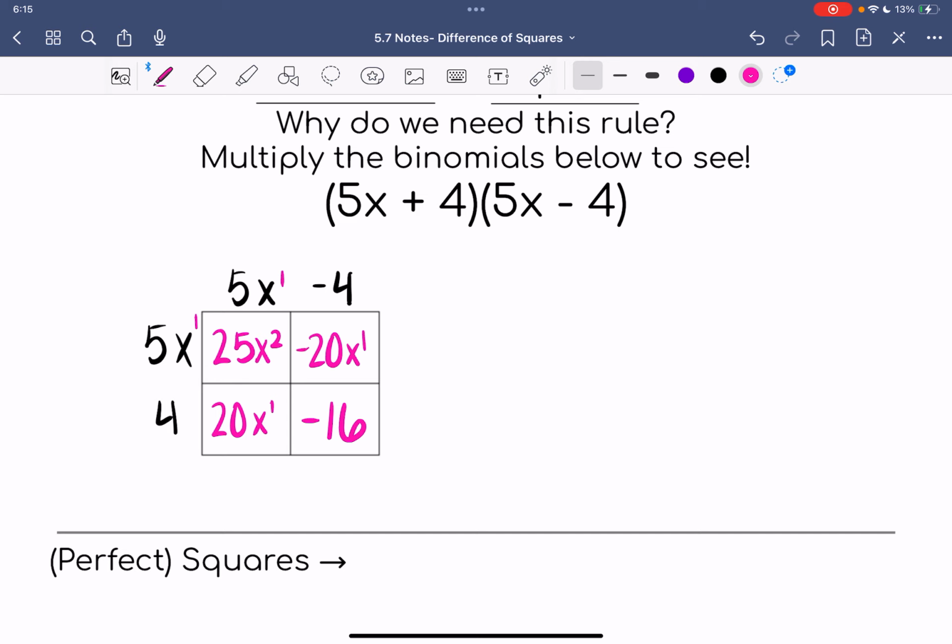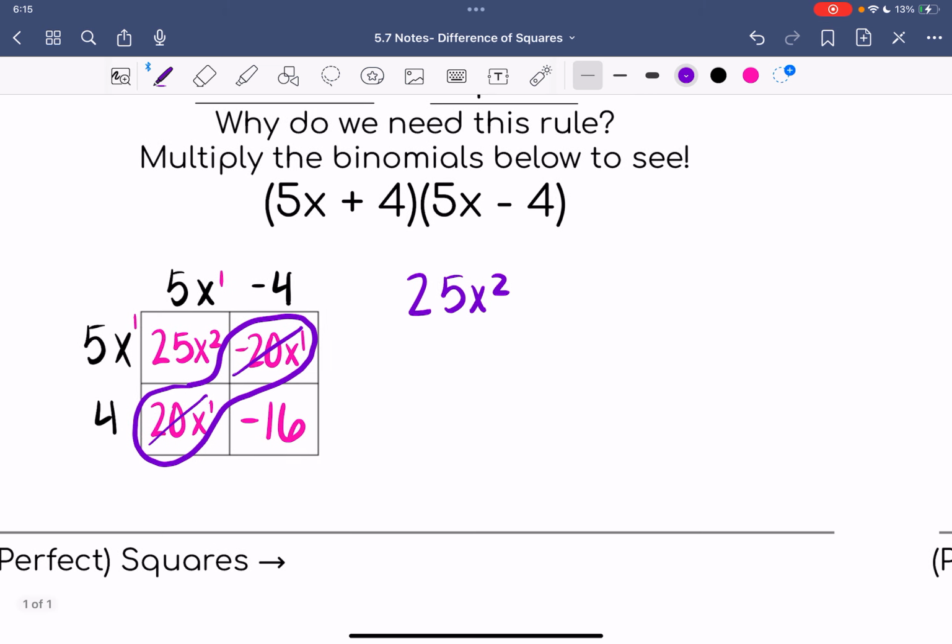Once we get those things multiplied together, we combine like terms for our final answer. We can combine the 20x to the first and the negative 20x to the first. We're going to write things in standard form. 25x squared will go first. When we combine these two together, they cancel each other out. So 20 minus 20 completely cancels out. We have no x to the first left. And then we have minus 16. So we've got 25x squared minus 16.